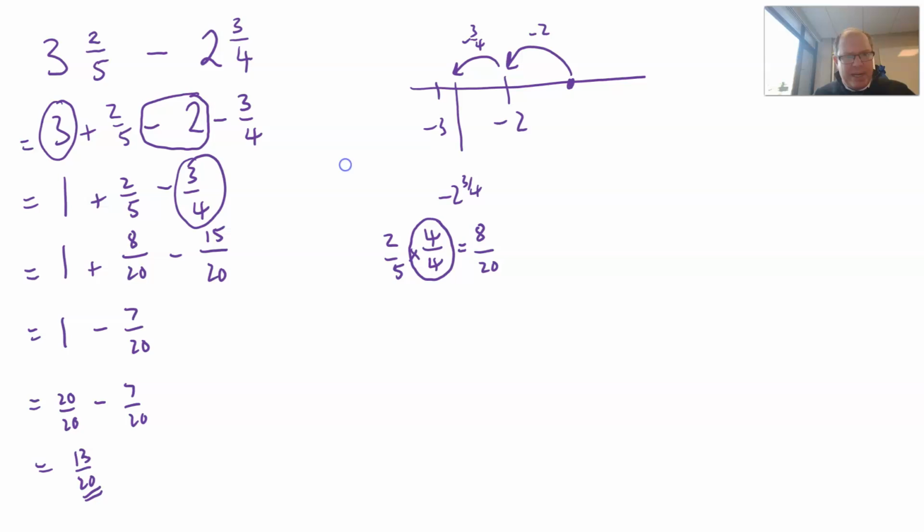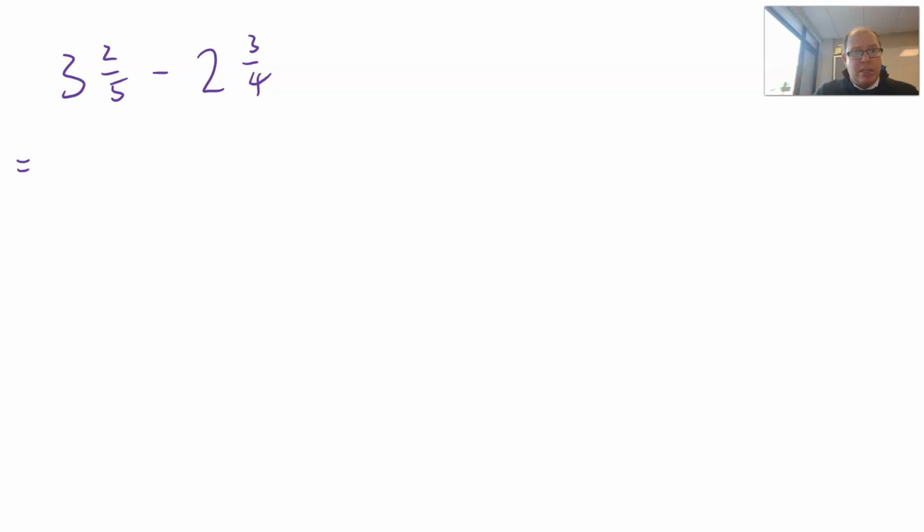So let's have a think what we like about that method. I'm not going to answer that. You're going to think about what you like about that method, how you would rate that method as a method. Now let's do the question a different way. I'm now going to do it using improper fractions, or top-heavy fractions as I call them.